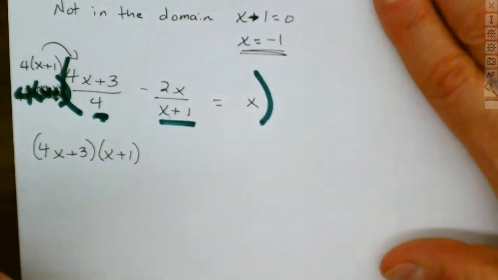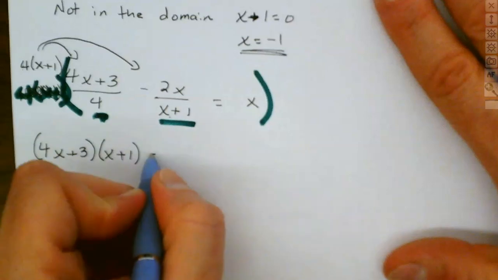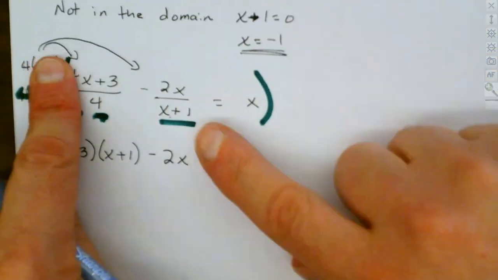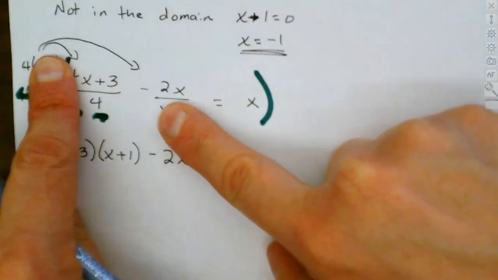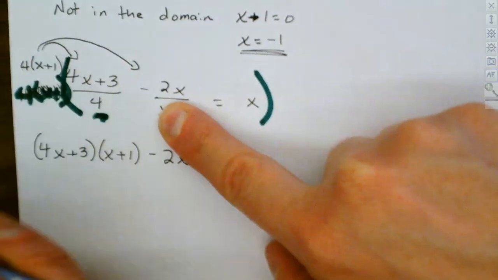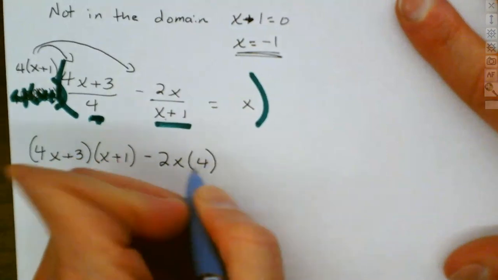Then we do the next piece. Well, it's a minus 2x. And what happens with it? In this case, the x plus 1's cancel, don't they? So what do we still have left that's not been canceled? That 4. So that's going to be a minus 2x times 4.